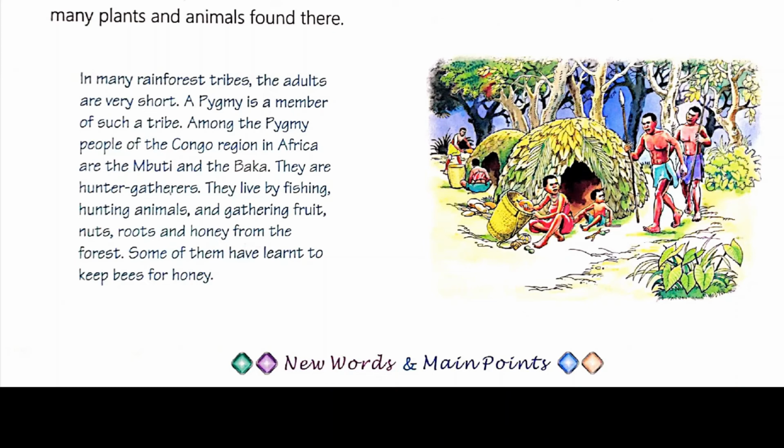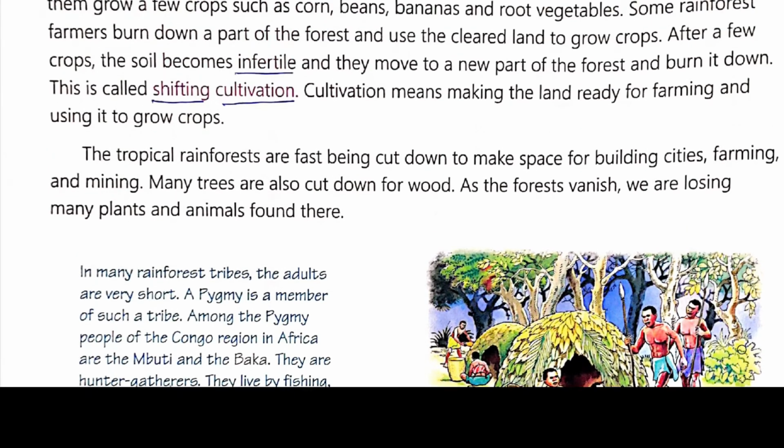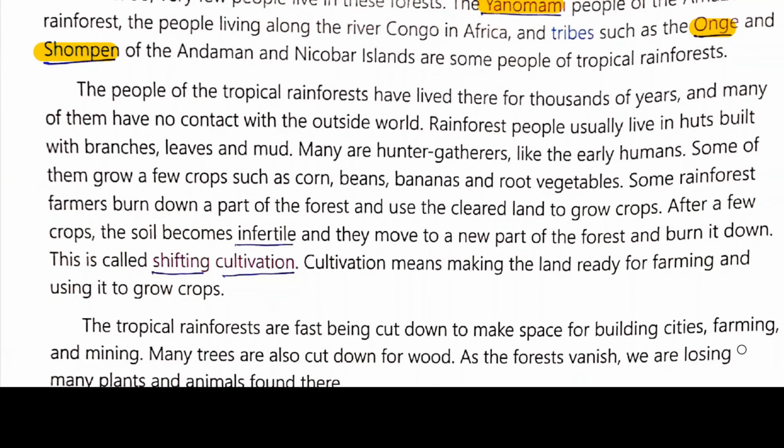These are the early human beings. Some of them grow a few crops such as corn, beans, banana, and root vegetables. Some rainforest farmers burn down a part of the forest and use the cleared land to grow crops.